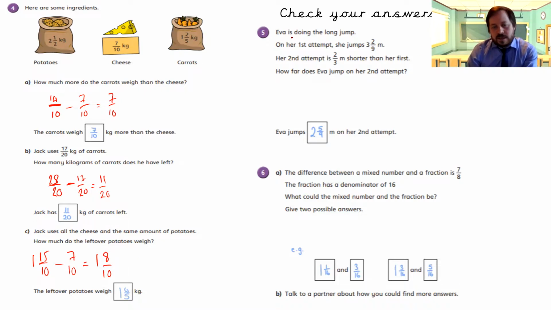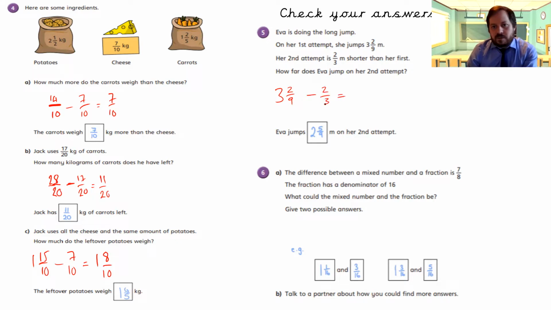Over this side. We've got Ava is doing a long jump. On her first attempt, she jumps 3 2/9 of a meter. And her second attempt is 2/3 of a meter shorter than her first. How far did she jump on her second attempt? Straightforward subtraction. So we have 3 2/9. We're taking away 2/3. Then we have to work out.